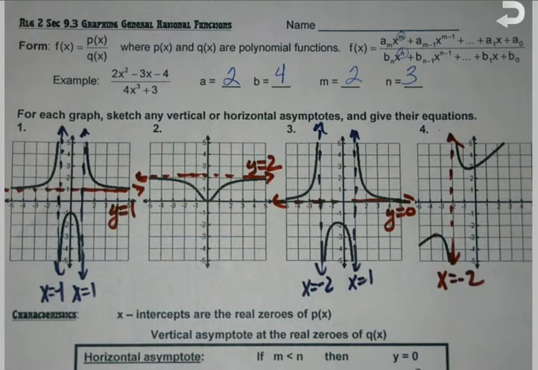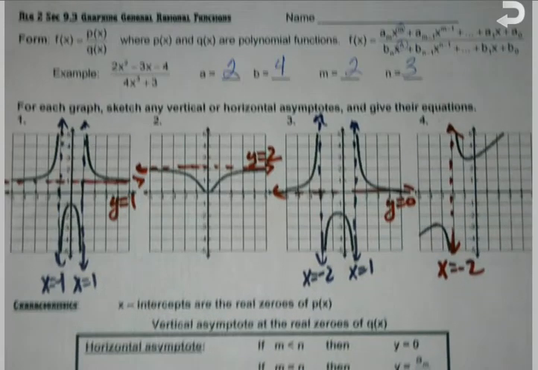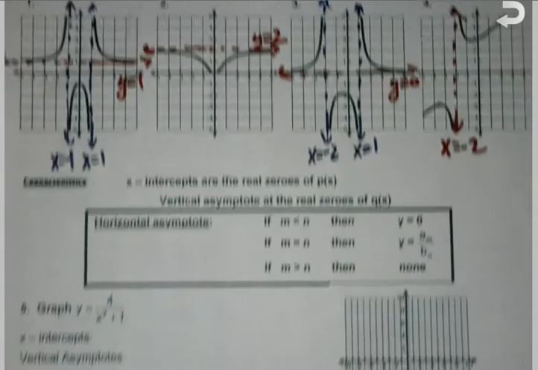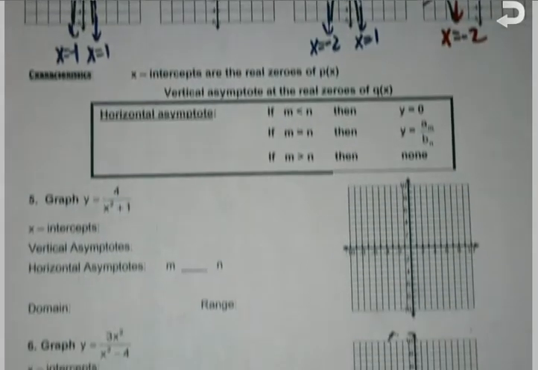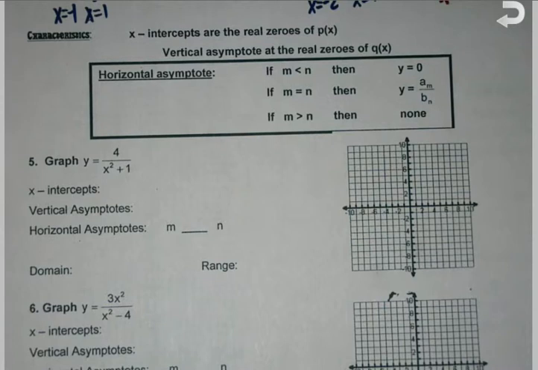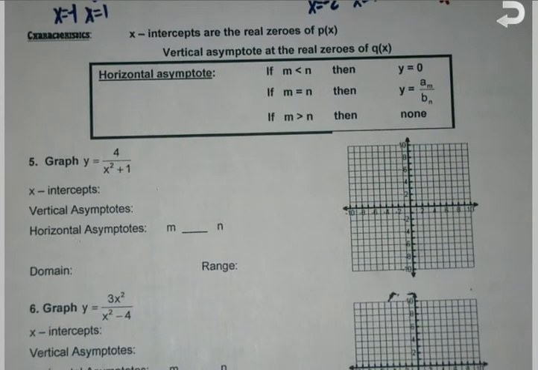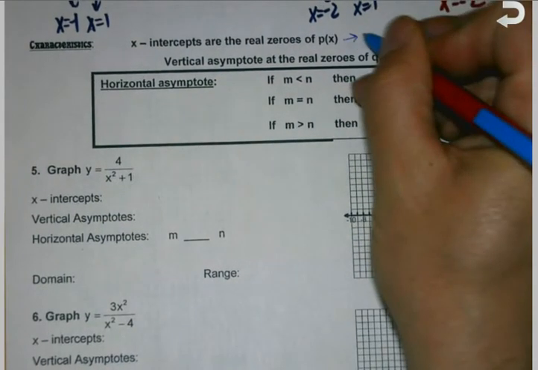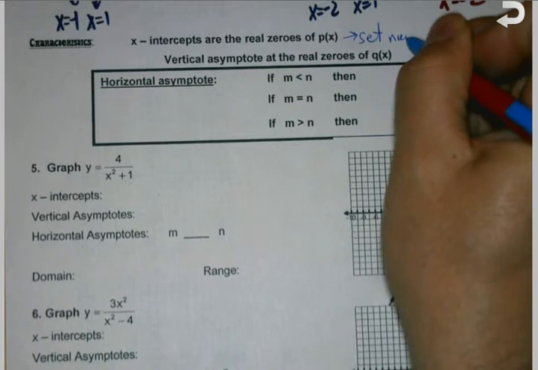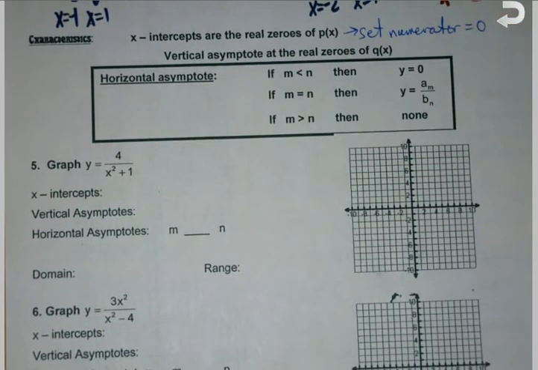Well, what if I don't have a graph? What can I do to make a very accurate graph of something? Well, if I work my way up, I notice a couple of things under this characteristics section. One says x-intercepts are the real zeros of p of x. So if you look at the top of your paper, you notice p of x is your numerator. So for x-intercepts, we're going to set the numerator equal to 0. That's how we're going to find our x-intercepts.